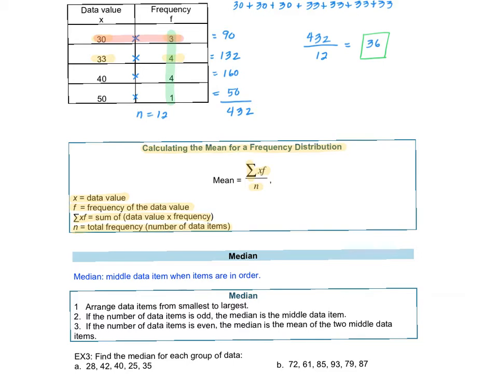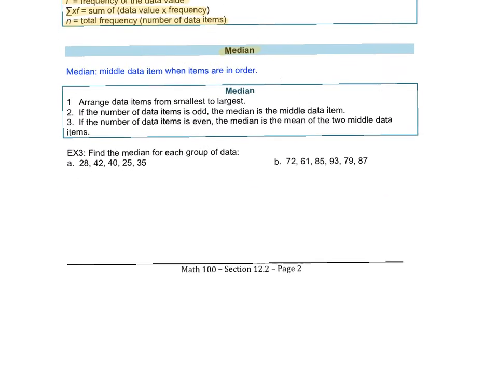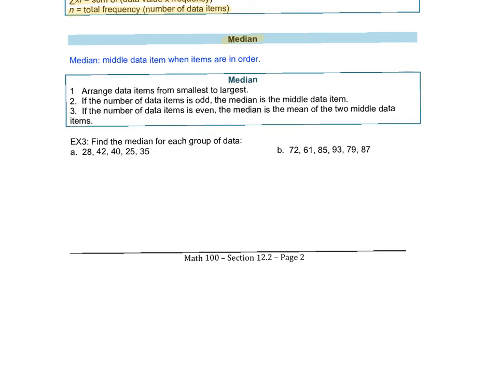But remember, we have 3 other measures of central tendency. So the next one we're going to talk about is just the median. And the median is, think about driving. You have the median strip, that's the center. So that's what the median is. It's your middle data item when the items are in order. So they have to be in order from smallest to largest.